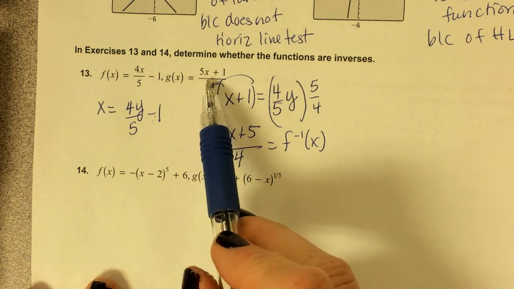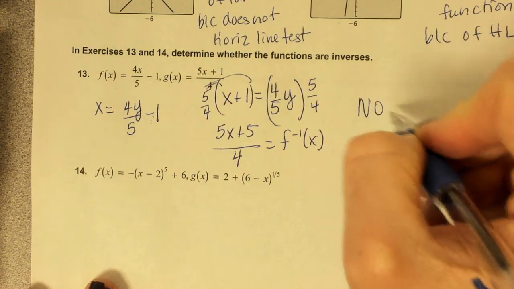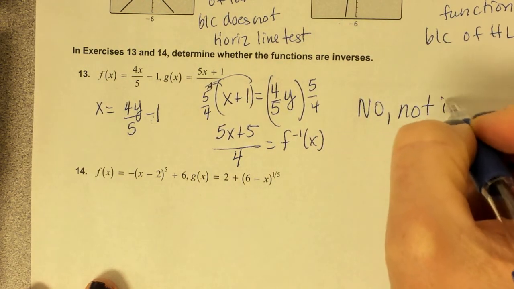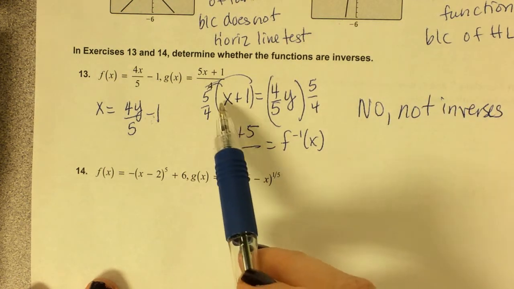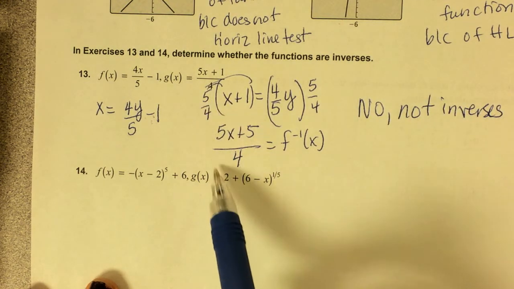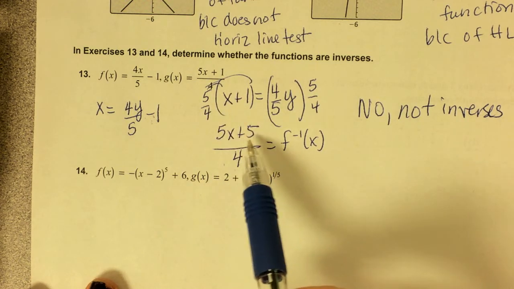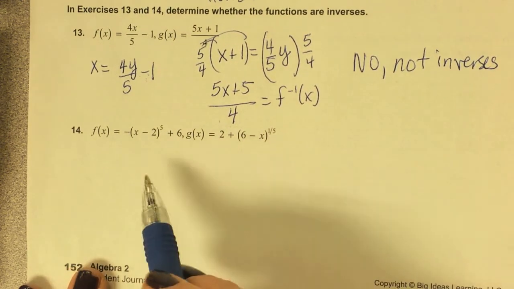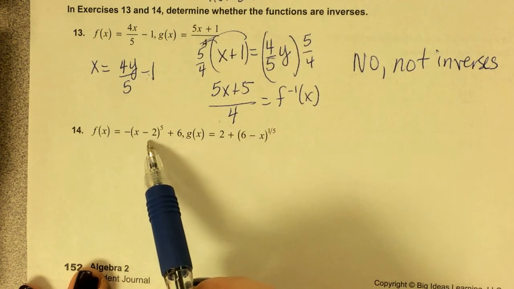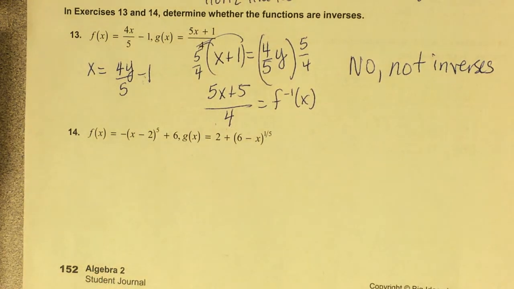Is that the same thing as what they have here? No. So therefore, no, they're not inverses. Because when I distribute that, 5/4 times x is 5/4 x, 5/4 times 1 is 5/4, so they are not going to be inverses. Okay, you guys go ahead and try this one now. Just switch your x and your y and see if they would be equivalent.